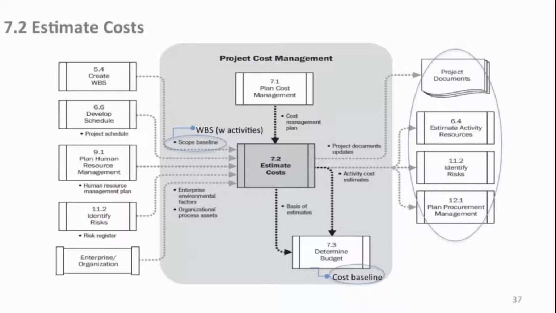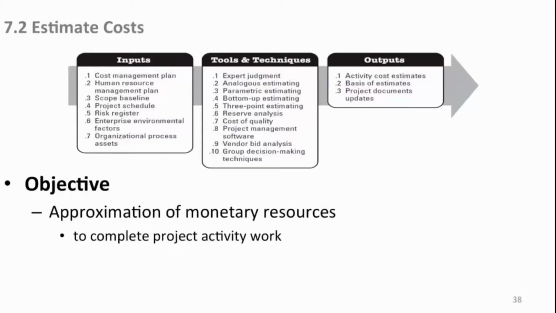And those feed into 7.3, the next activity, in which you determine the budget, freeze it as the cost baseline, and then you manage to it. And of course, the activity cost estimates go out to other activities that need that information so they can do their job better. So here's our ETO diagram for estimating costs.